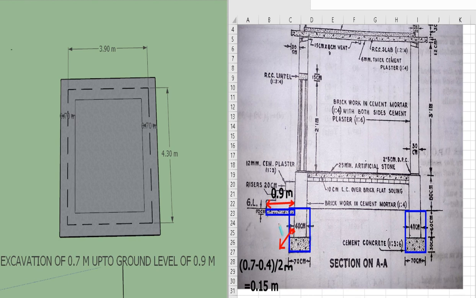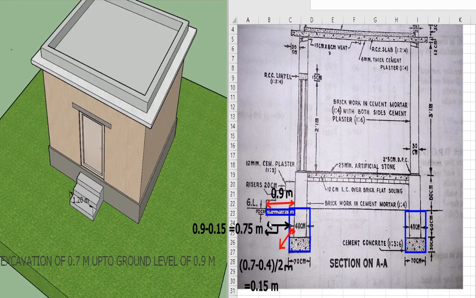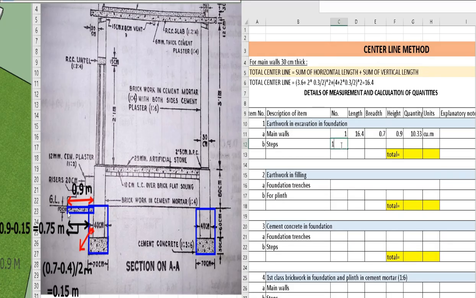Now we need to calculate this small portion length from this point to this point, that is 0.9 minus 0.15. So this small portion is 0.75 meter, and this is the width of the excavation, and the length of the stair is 1.2, which is given in the plan, and the height of excavation is 10 centimeter, that is 0.1 meter. So we can easily write number of steps 1, our length is 1.2, our breadth is 0.75 meter, and our height of excavation is 0.1 meter. So we get the total quantity as 0.09. The unit is cubic meter. So we get the total as 10.42 cubic meter.